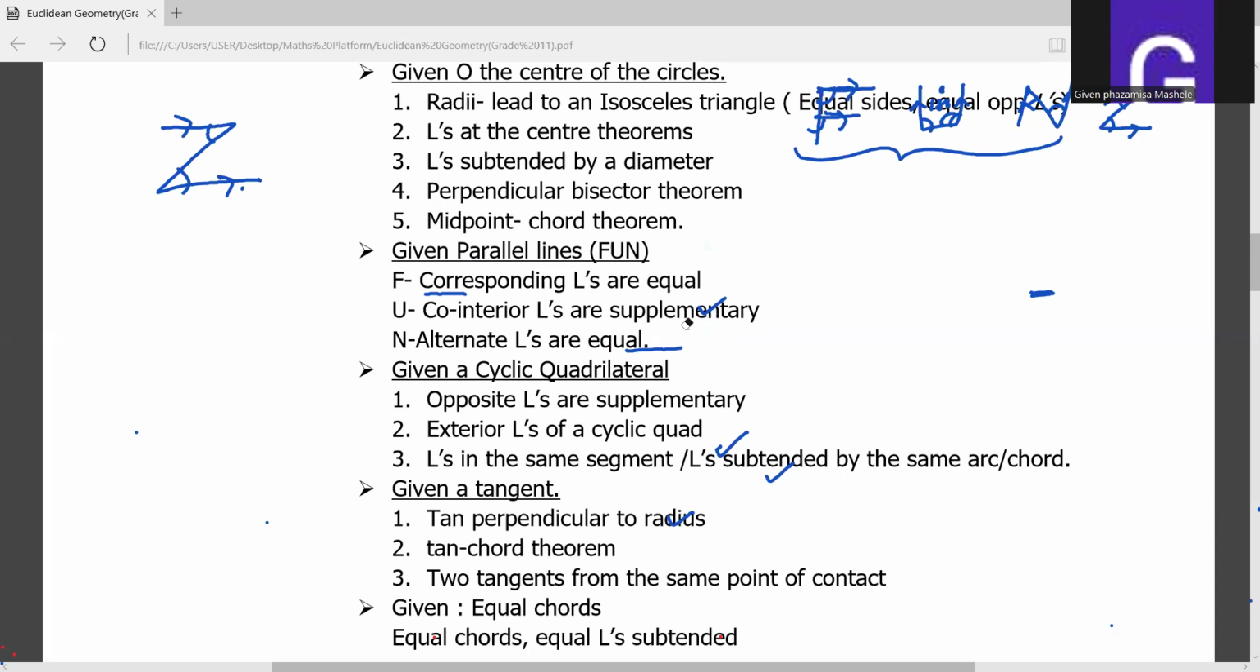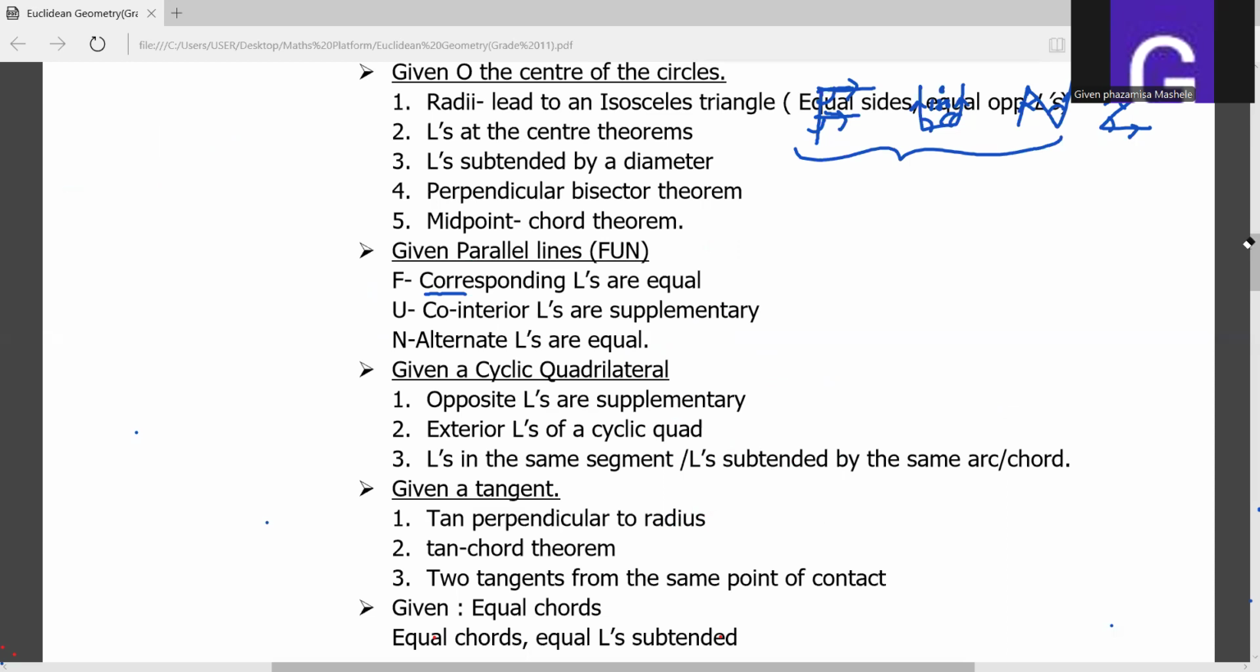When you are given a cyclic quad, you must consider 3 things. Number 1, opposite angles of a cyclic quad are supplementary. I think I spoke about that. Or the exterior angle of a cyclic quad is equal to the opposite interior, or also angles in the same segment, or angles subtended by the same arc.